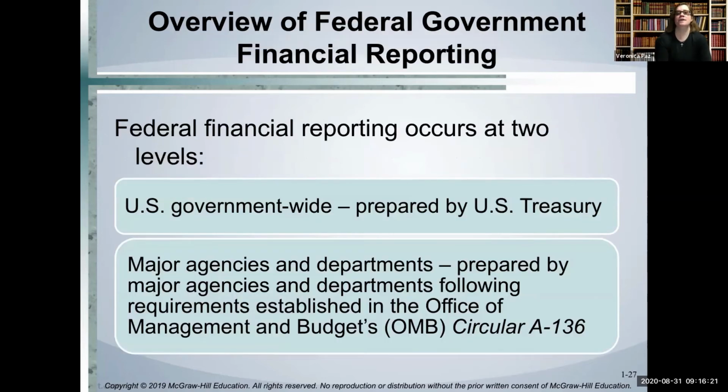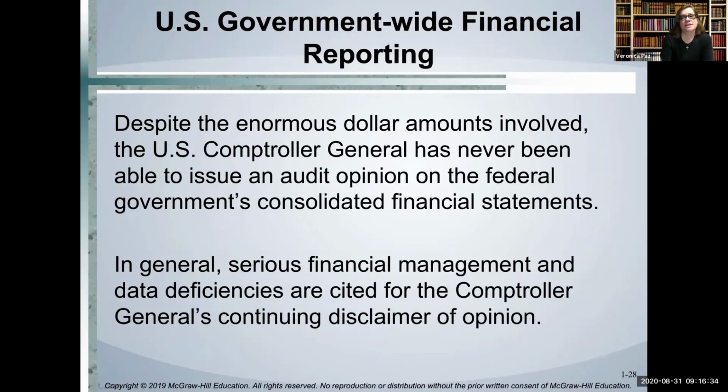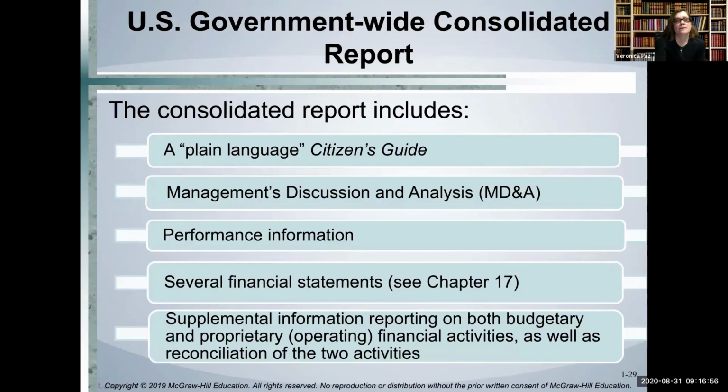So, overview of federal government financial reporting. So we have the financial reporting, we have the US Department of the Treasury, right? And then we have a bunch of the major agencies. So despite the enormous dollar amounts involved, the US Comptroller General has never been able to issue an audit opinion on the federal government's consolidated financial statements. That's interesting, right? So serious financial management and data deficiencies are cited for the Comptroller General's continuing disclaimer of an opinion. So can't get one.